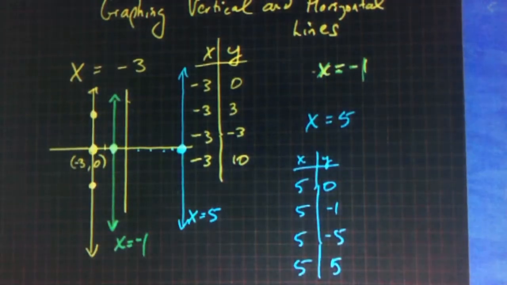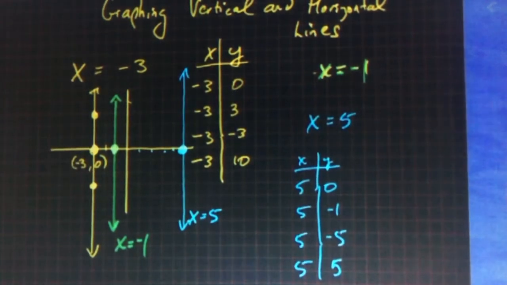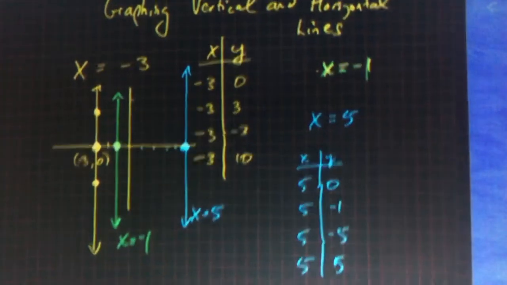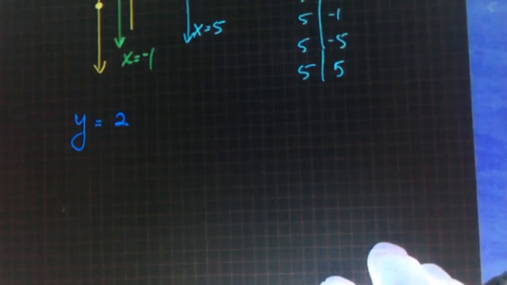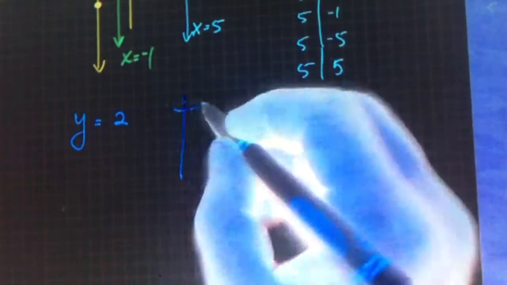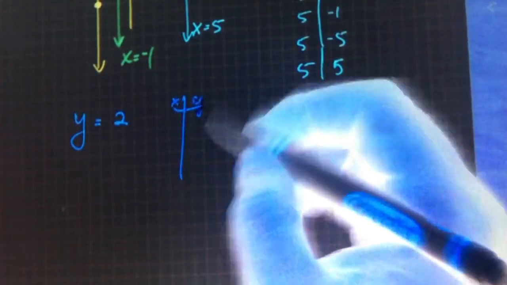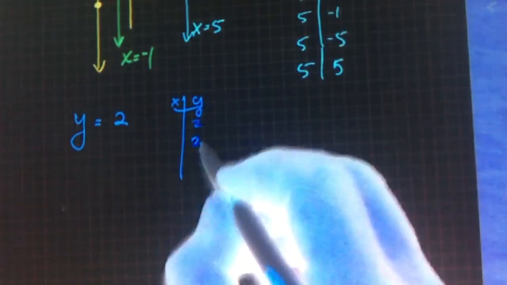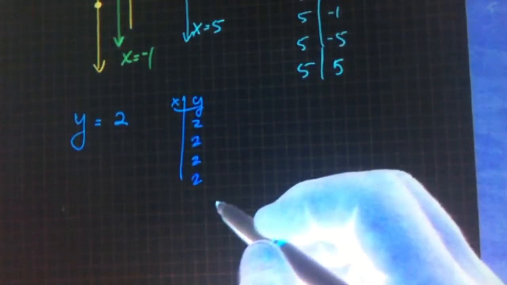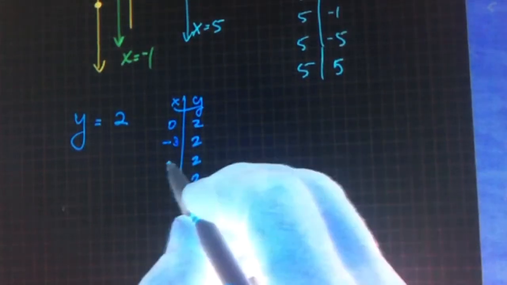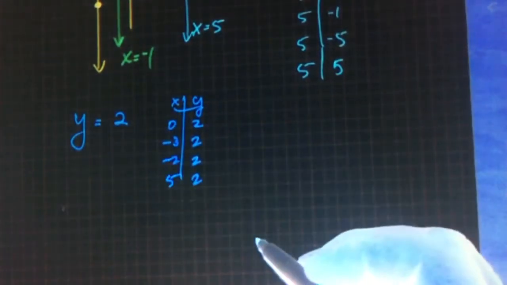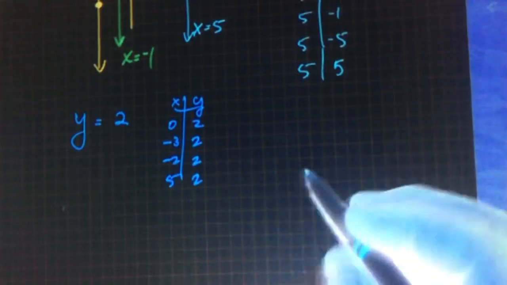I'm sure you want to know now what happens when we have y equals something. So let's try that. Y equals 2, for instance. Y equals 2 is going to be a little bit of a different case. If you plot x, y on a table, we're always going to have 2 for our value for y. If we always have 2 for y, we can put anything in for x, and we're going to get 2 for y. So now, how does that look on a graph?